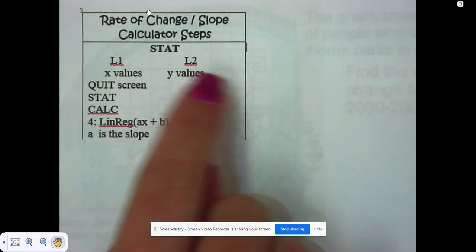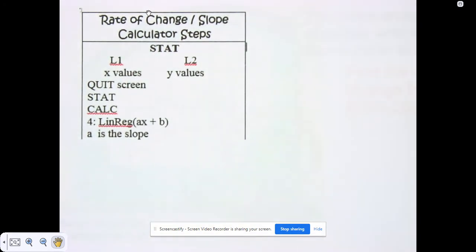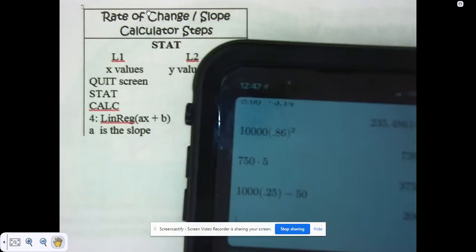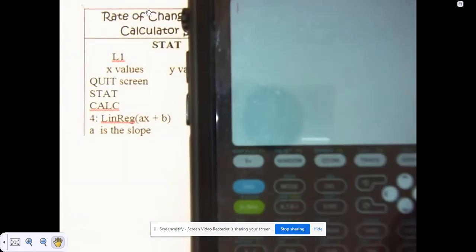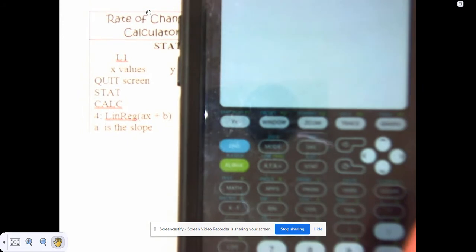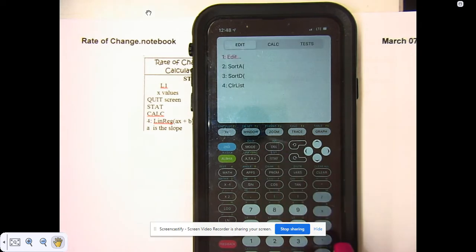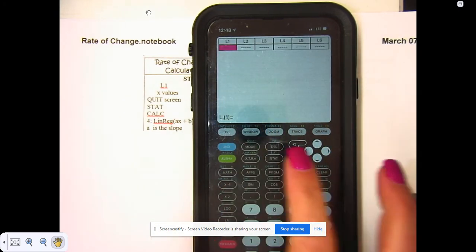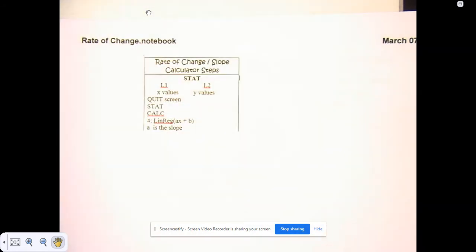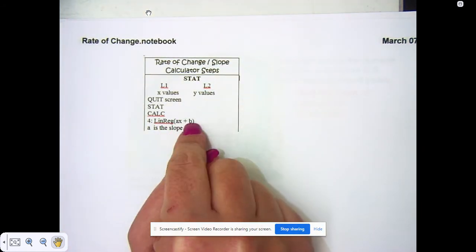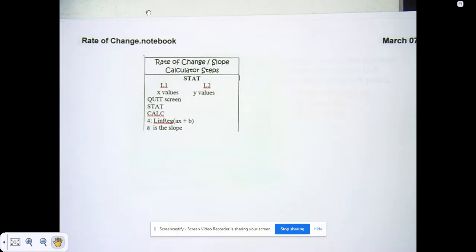All right, so here's what I got. Rate of change and your slope calculator steps. Same thing. Put your X's in L1, put your Y's in L2. And y'all, you can do this on the phone one too. So literally it's the same thing. You would hit, let me zoom out a little bit. It's still in my case, so you just have to deal with that for a second. You'd hit stat, edit, L1, L2, and then it's still stat calc and then down to 4. So that's what we got. Stat calc 4 is linear regression and A is your slope. So that's what we're going to be doing. And like I said, I'm going to use the regular calculator just because it's a little bit easier for me over here on the Elmo.